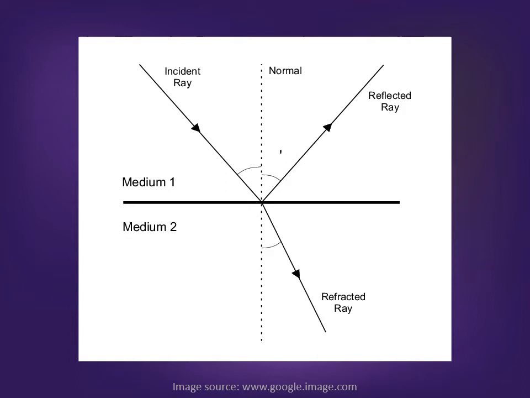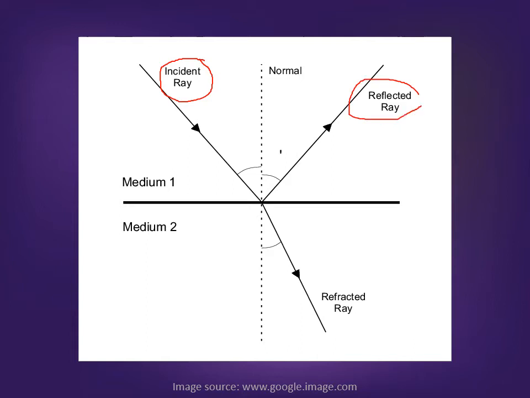So an incoming light or incoming wave coming from the top portion of medium 1 falls on the interface of medium 1 and medium 2. Some portion is reflected back to the top portion of medium 1, and some portion goes to medium 2, which is known as the refracted wave or transmitted wave. So the incident wave is not entirely reflected back to the top portion of medium 1.